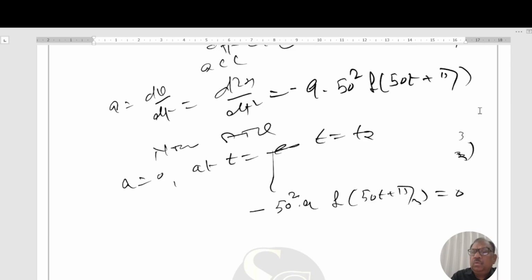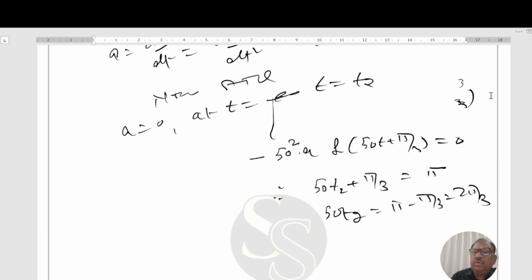If sine is 0 with a positive sign we take 0, but here it is minus sine, so here we will take pi. Therefore 50t2 plus pi by 3 equal to pi. So 50t2 equal to pi minus pi by 3, that is 2 pi by 3. On simplification, t2 comes out to be 2 pi by 3 into 50, that is pi by 75. t2 comes out to be pi by 75 second.